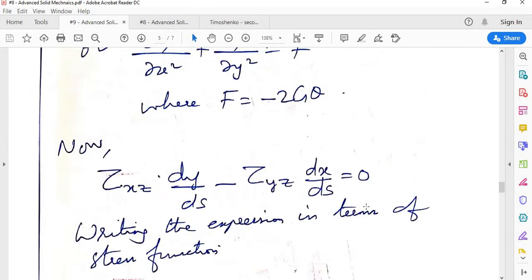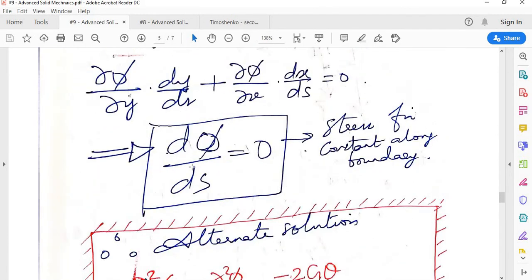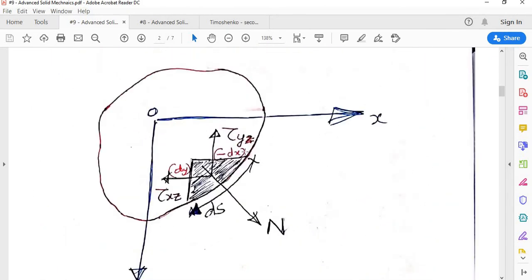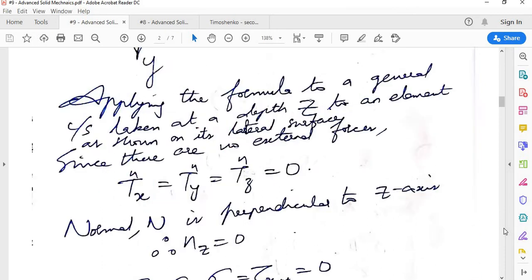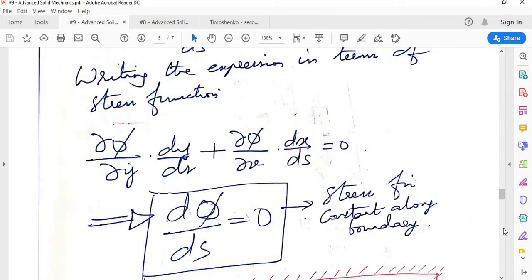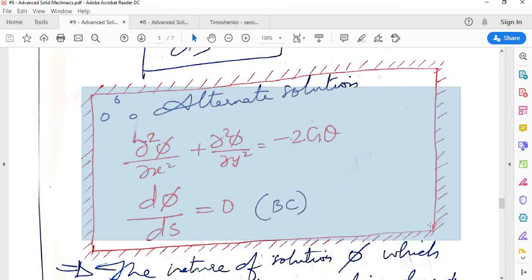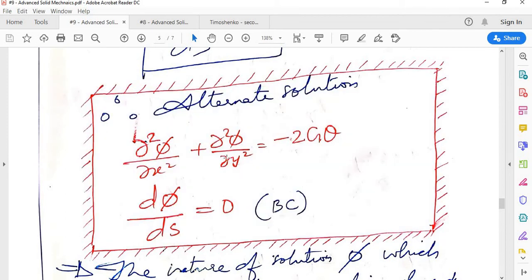There is also a physical meaning for this second expression. It means that the stress function phi along the boundary is constant, because when you take the derivative of stress function with respect to the boundary, remember s is the boundary. This is ds, so s is the boundary. The derivative of stress function with respect to s is 0, which means stress function is constant along the boundary. So these are the equations using which you can solve for stress function, and using which you will get the final solution for the torsion problem.